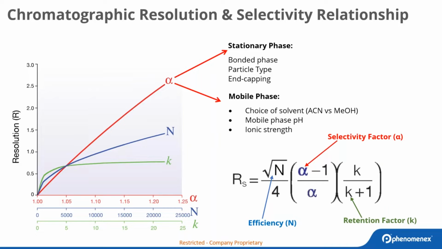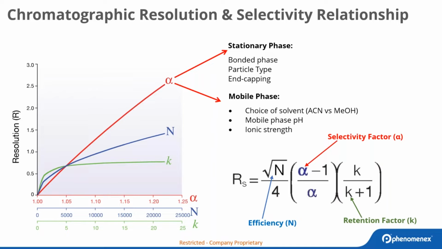Resolution is primarily affected by 3 different factors. This is efficiency, which is represented through theoretical plates and peak asymmetry. Then you have selectivity, which is controlled through the mobile phase and stationary phase, which we'll be talking primarily about today. And then you also have the retention factor, which is dependent on the ratio of mobile phase, column dimensions, particle size, and some other characteristics.